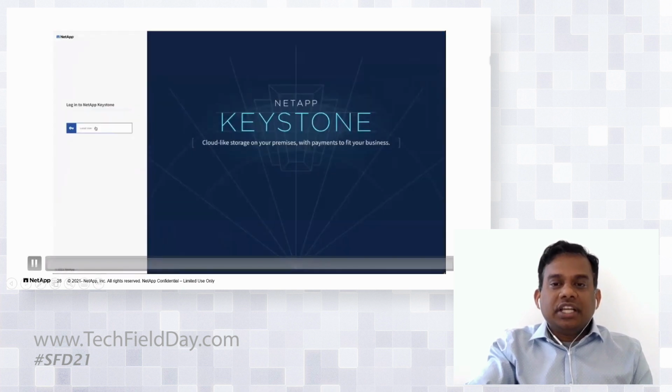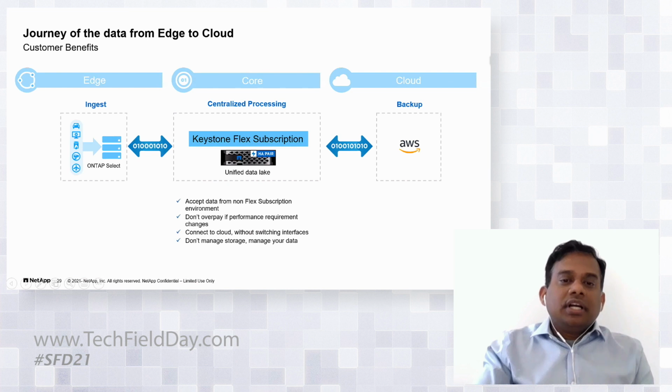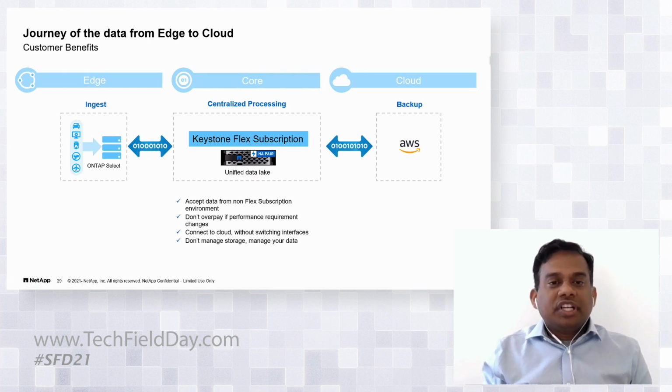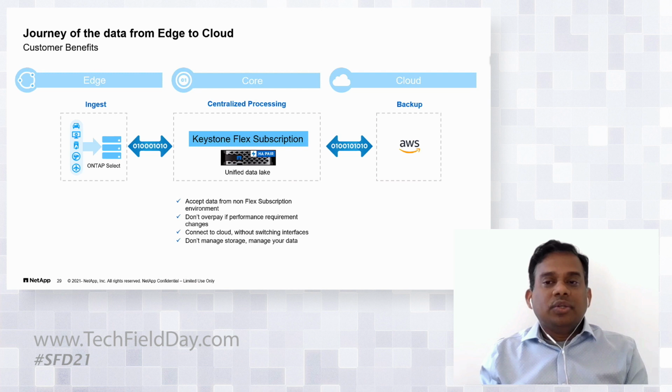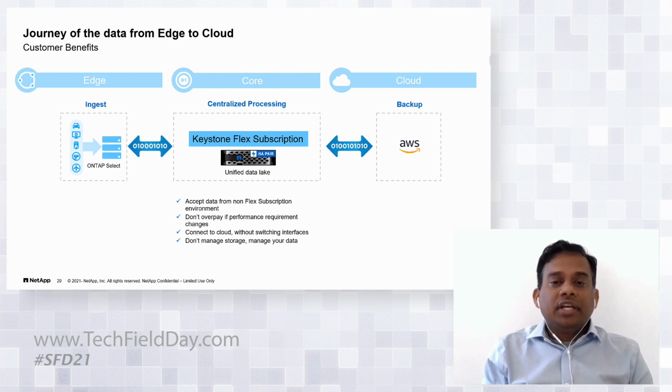So what essentially you saw is Keystone Flex Subscription not only needs to be end-to-end, we can accept the data from your existing environment, and we can also connect it to an environment, in which case it is a cloud, and build you a hybrid cloud environment, right? And you don't have to overpay. If you don't need the performance, you can simply change the performance from a higher to a lower, or even from a lower to a higher, instantaneously.